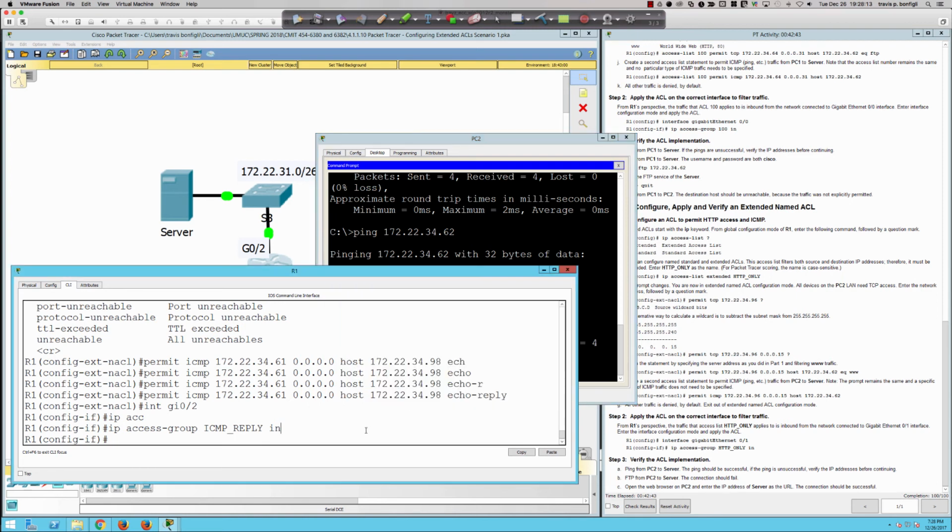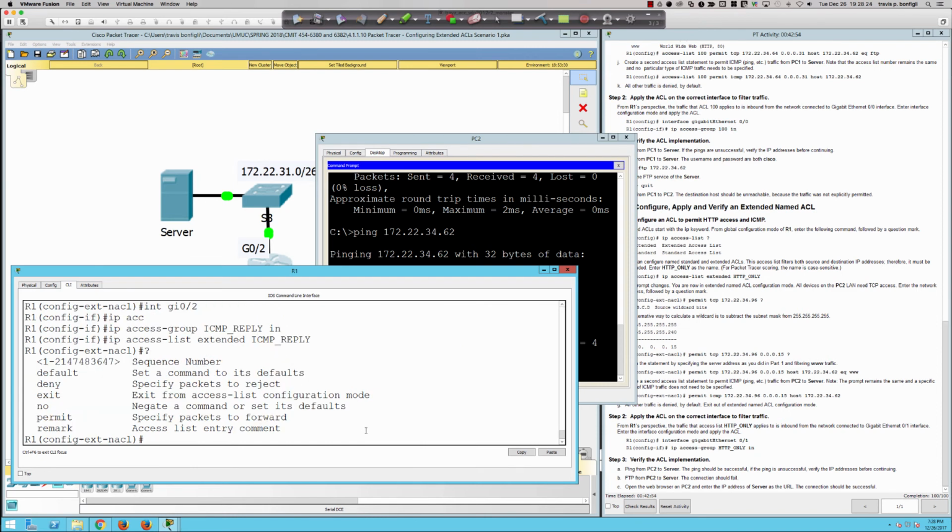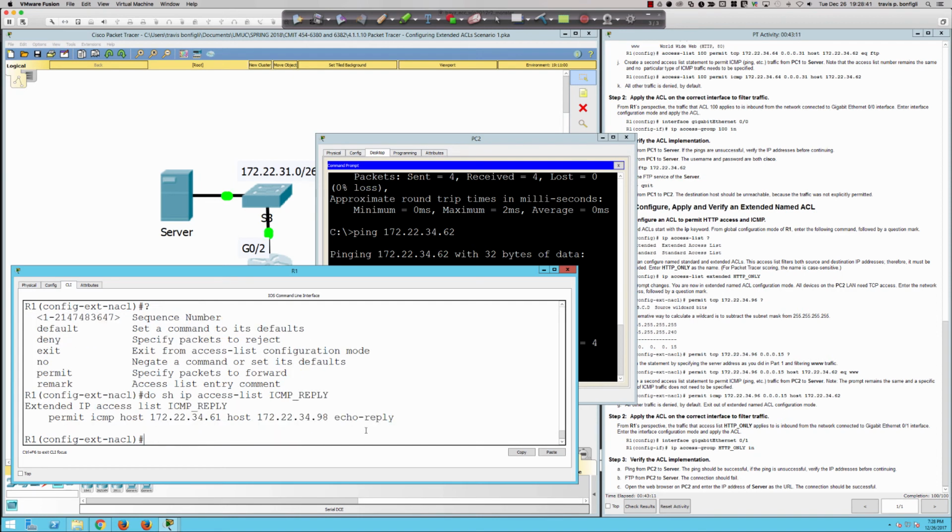And so let's go ahead now. Let's kind of clean up our ACL here. Let's say IP access list extended. And this is a great opportunity to take a look real briefly at how I can go ahead and insert or edit the ACL that I've already created. Because I can put the sequence number in. By default, do show IP access-list. And what did I say? ICMP_reply. So there's my ACL, right?